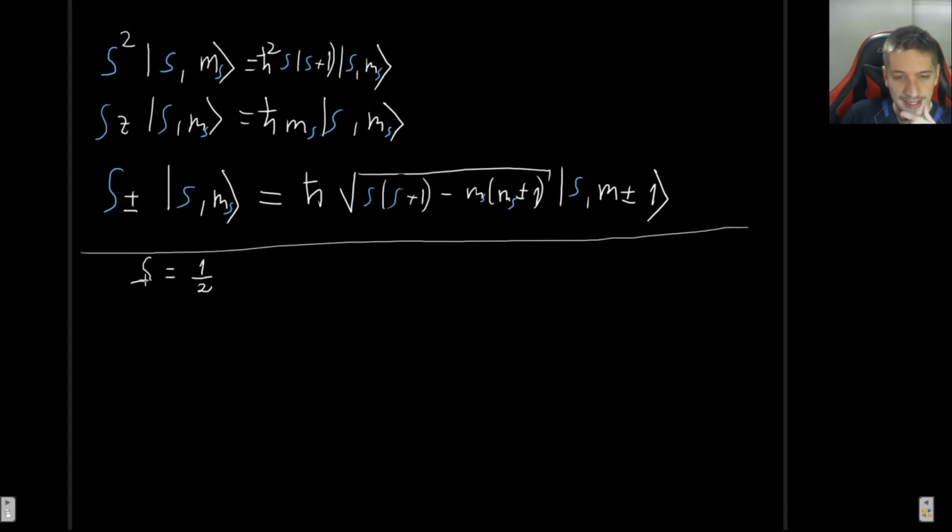Now, if s is 1/2, what are the possible values for m_s? This can go from −s to s. So that means that this can be minus 1/2 or plus 1/2, because it has to go in integer steps. That's very important, remember. So there are two possible values. Now, this is usually what we call spin down, and we many times use an arrow pointing down. And this is spin up, and it has an arrow pointing up.